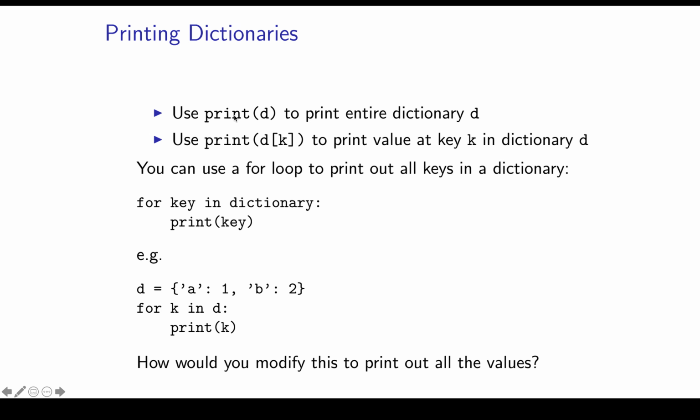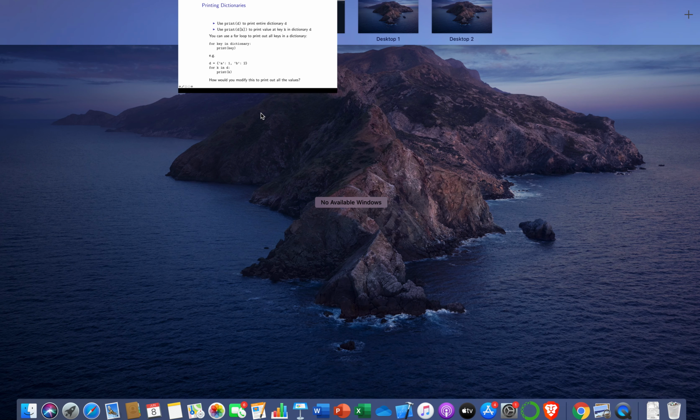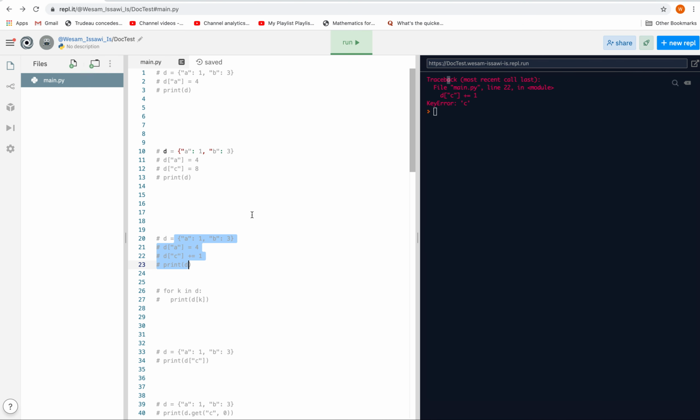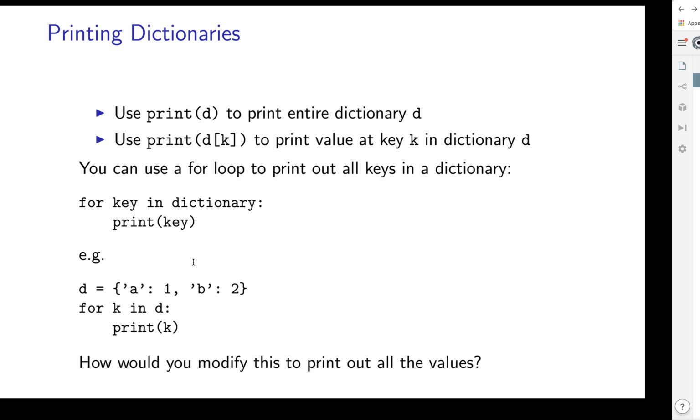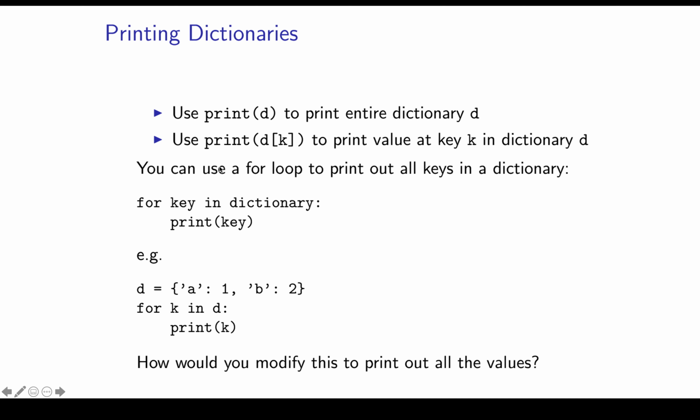Printing dictionaries. You can say print D, as we've been doing over here, to show the dictionary. And we can say print D[k] to print the value of k in dictionary D. We can also use a loop to print out all keys in a dictionary. So for key in dictionary, print key. So the key will take on every key value in the dictionary.